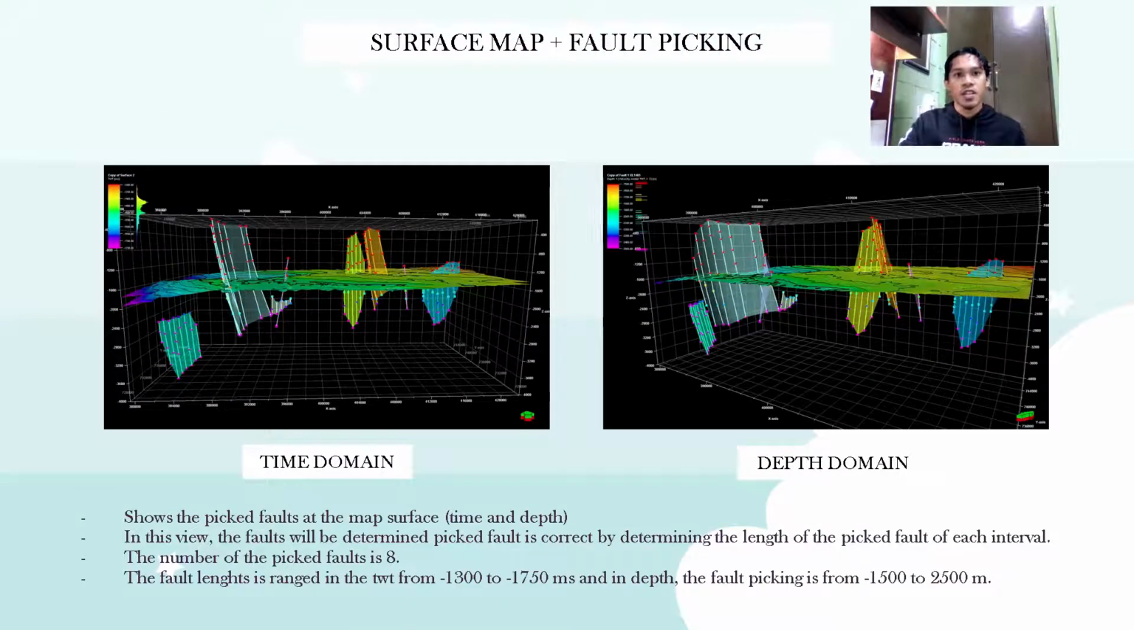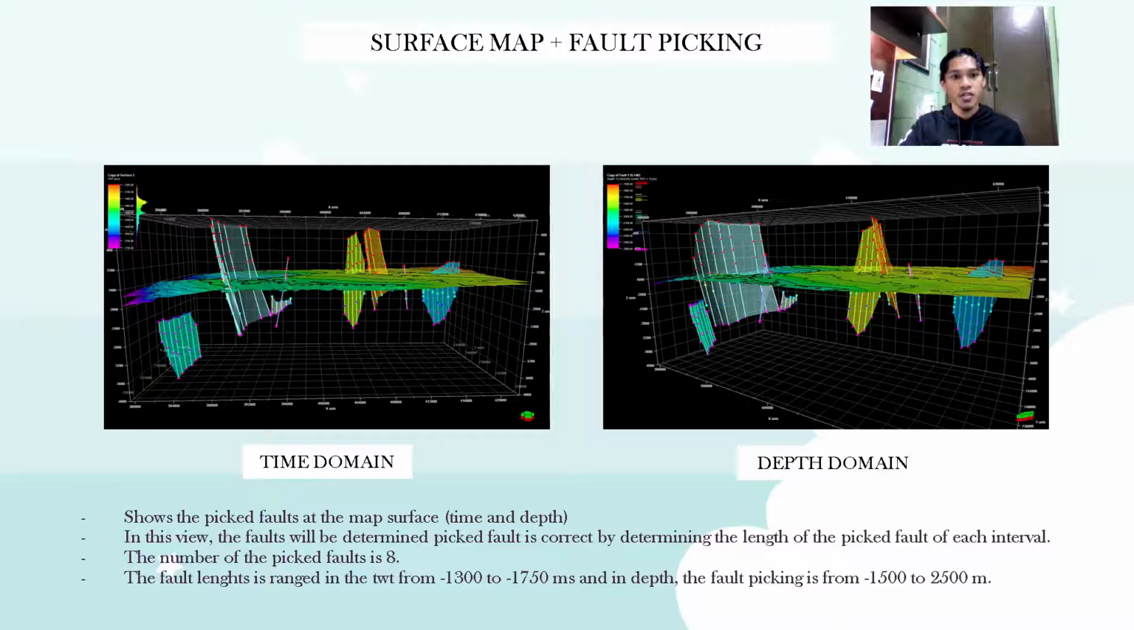Then we can see the surface map and fault picking. This map shows the picked fault at the map surface, which is in the time domain. This 3D window shows the better shape for the picked fault. In this view, the fault will be determined whether it is correct or not by looking at the length of the fault, like at the top or at the bottom of the fault, whether it is curved or flat. The fault that is not correct is zigzag.